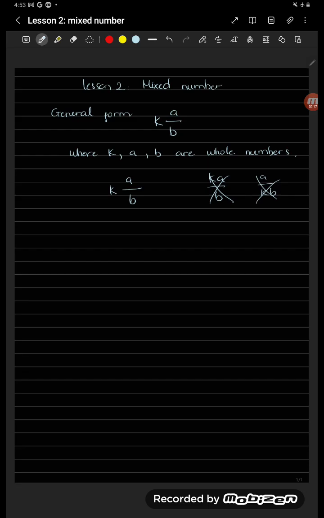So what is k? K here is a whole number part. Of course, all of them are whole numbers, but in a mixed number it is called the whole number part. A is called numerator, b is called denominator, right?